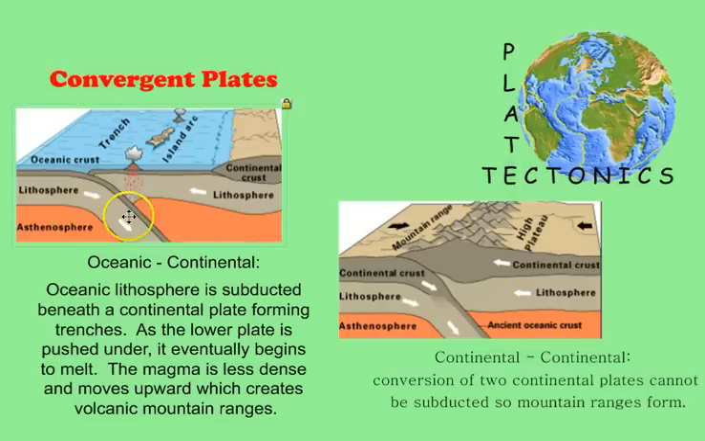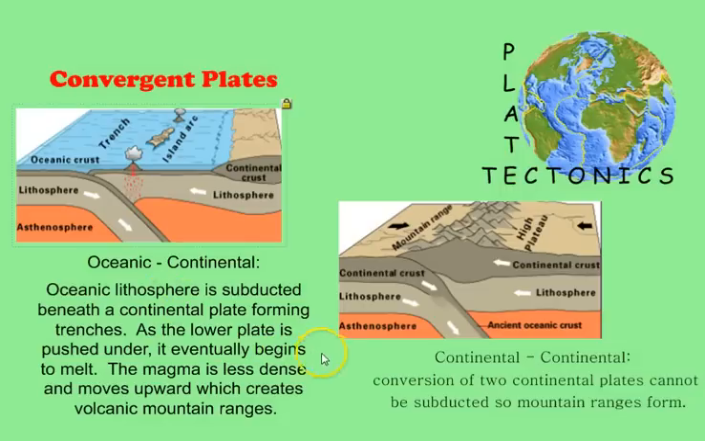In the first picture, we have an oceanic plate moving towards a continental plate. The oceanic lithosphere is subducted beneath a continental plate, forming trenches. Subducted is shown here where it actually moves underneath. As the lower plate is pushed down into the asthenosphere, it eventually begins to melt. The magma is less dense and it moves upward, which creates volcanic mountain ranges. The oceanic crust subducts under the continental crust because it is more dense.